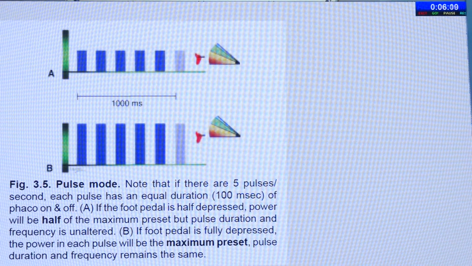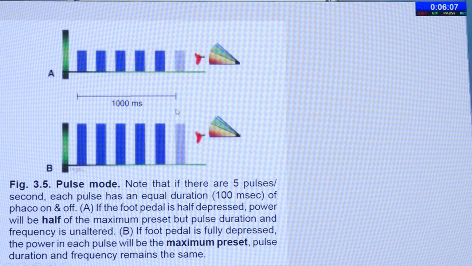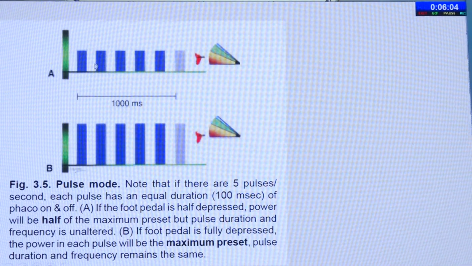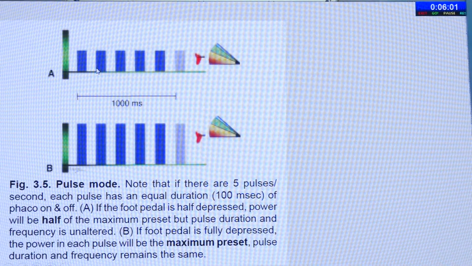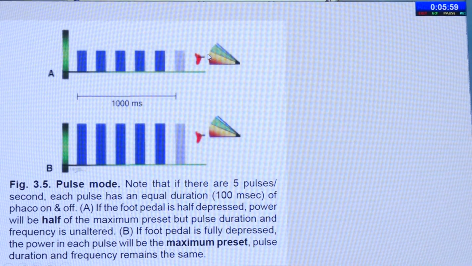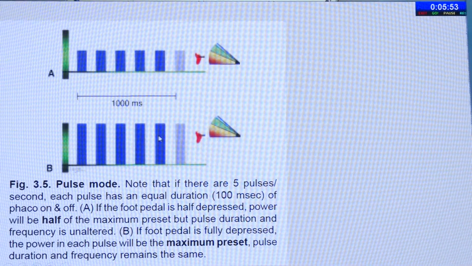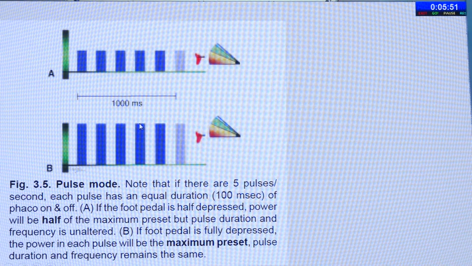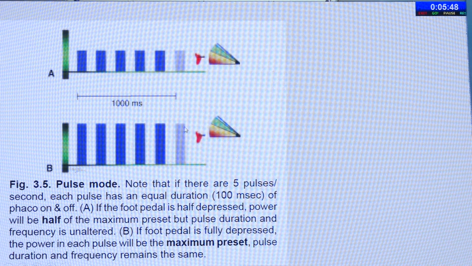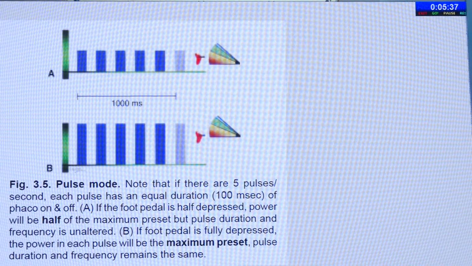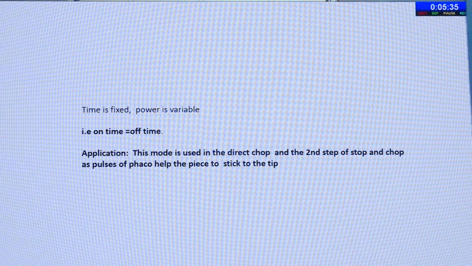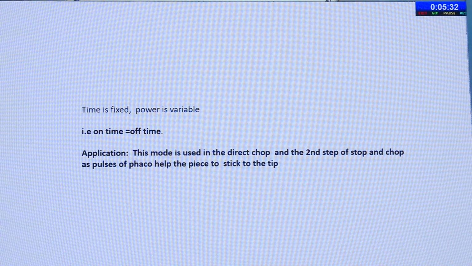So we can see with the help of this example here. So this is the phaco on, this is phaco off. So this is a pulse and this is pulse off time. If you see, the foot pedal is here somewhere in the midway. So half of the power is being delivered. When the foot pedal is fully pressed, then full power is delivered. Suppose there's 50% power on the console, then when you press the foot pedal fully, 50% of the power, the whole of the power, will be delivered. But the gap between the pulses is the same, so the frequency and duration of the pulse remains the same in the pulse mode. So on and off time is the same and it is really helpful in the stop and chop technique.